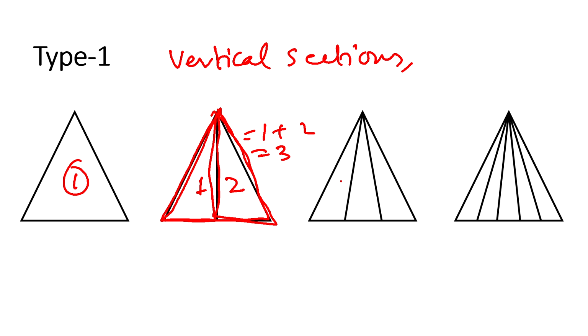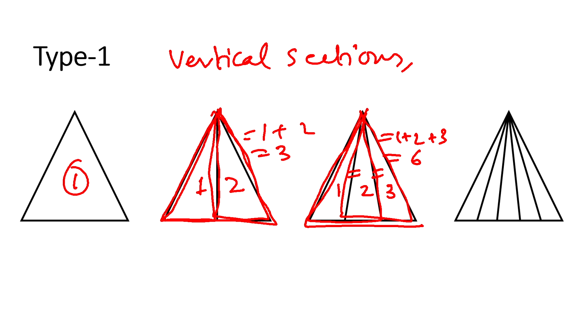Similarly for this one, we will number them 1, 2 and 3. Now add them. 1 plus 2 plus 3. This becomes 6. So over here there are 3 triangles, 1, 2 and 3. When you join these two, you will get the fourth triangle. When you join these two, you will get the fifth triangle, and this whole one is the last triangle. So there are a total of 6 triangles.